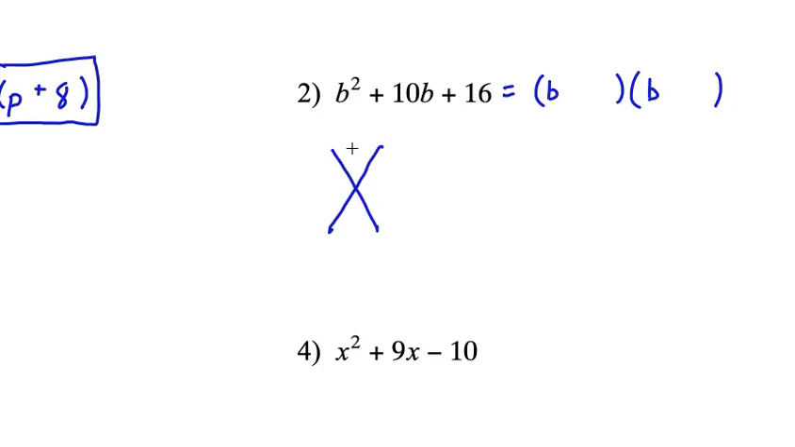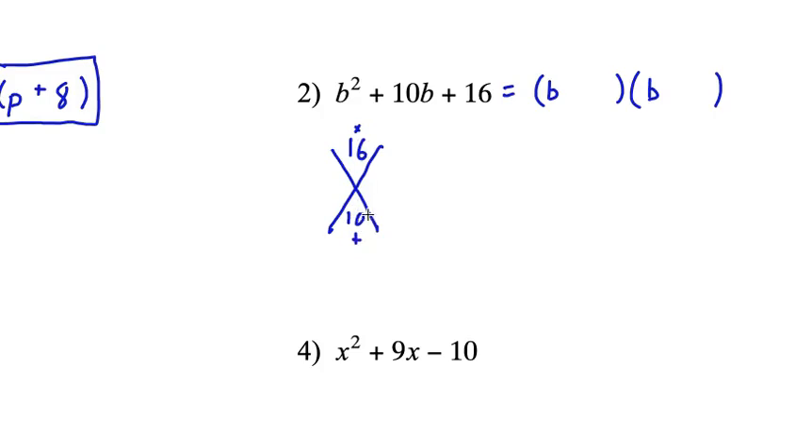I want two numbers that multiply to make 16. And I want those same two numbers to have a sum of 10. So I just put the product we want on the top and the sum we want on the bottom.